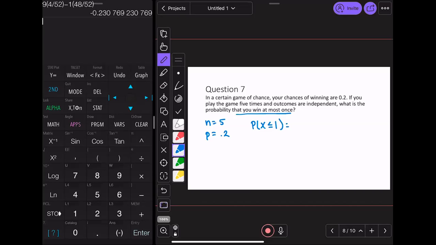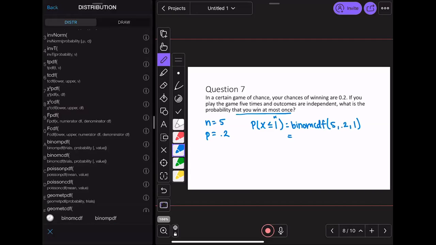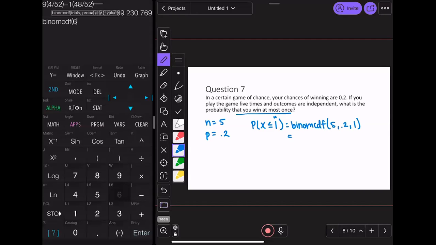So then we can go straight to putting it in our calculator. It's going to be binomCDF. N is 5, P is 0.2, and then K is going to be 1 for this problem. And we don't subtract from 1 because we're not looking for greater than. So second vars, binomCDF, 5, comma, 0.2, comma, 1. It's going to be 0.7373. So that would be your probability of winning at most once.